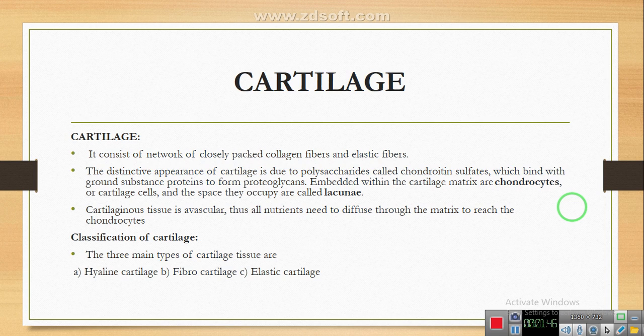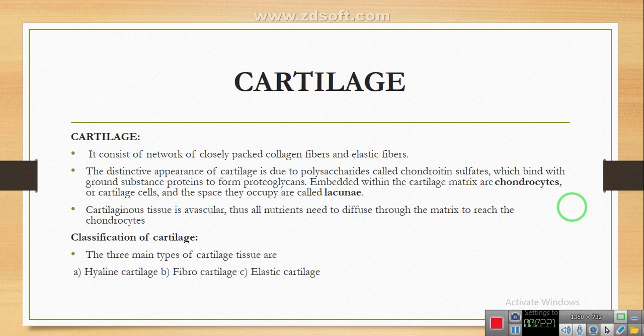And within the cartilage matrix, there are the cells which are known as the chondrocytes, or these are the cartilage cells, and they fill the space within the cartilage matrix. That space is known as the lacuna. Cartilaginous tissue is basically avascular, and so thus all the nutrients have to diffuse through the matrix to reach to the chondrocytes and provide energy to them to grow.